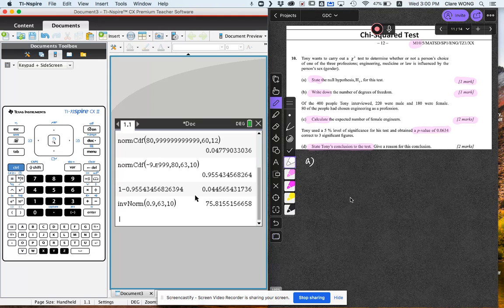Part A, state the null hypothesis. The null hypothesis must be the one that says independent. Please just stick with the word independent and don't fancy it up. Just copy what you can. So you say that the profession, the three professions, is independent of the person's gender. That's all you need to say.